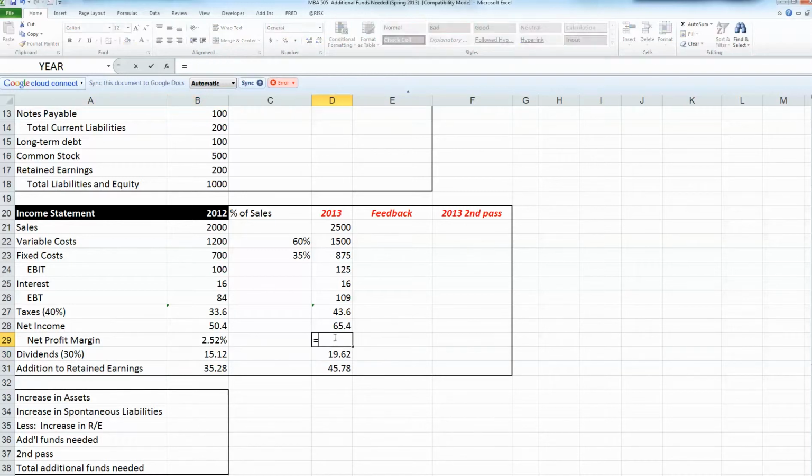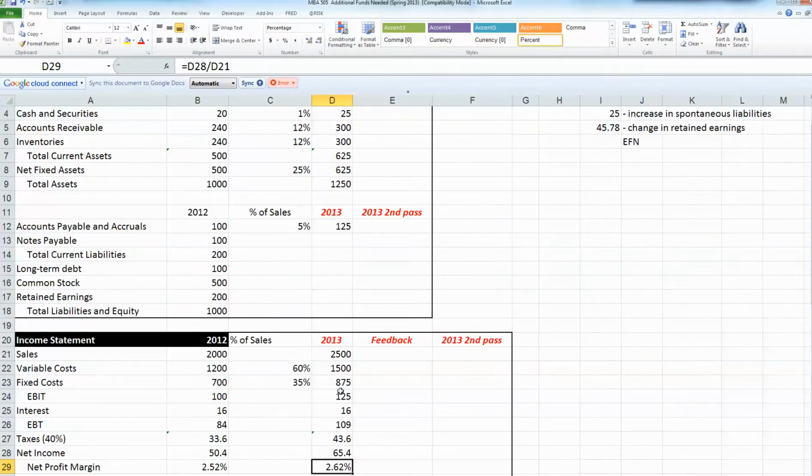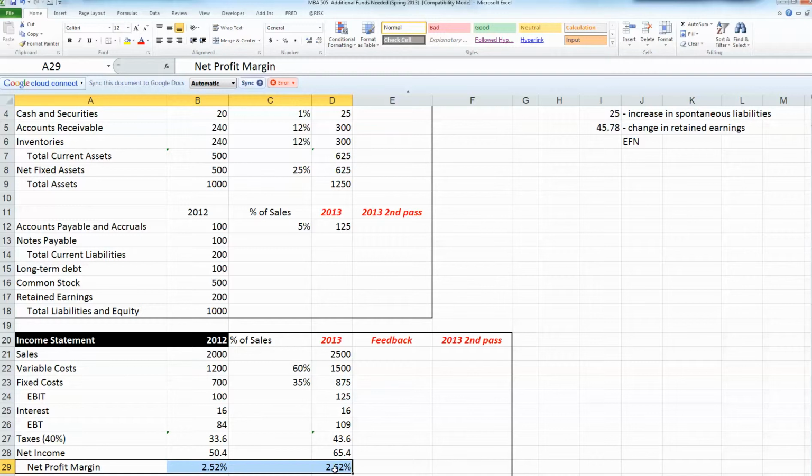And in 2013, using the process that we use to calculate our income statement, our profit margin would be net income divided by sales, so it'd be 2.62%. So notice that this percent of sales approach doesn't require that my net profit margin stay constant.